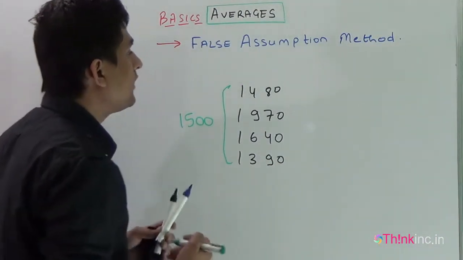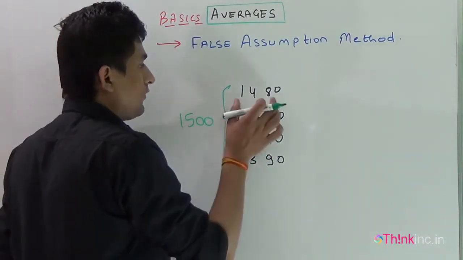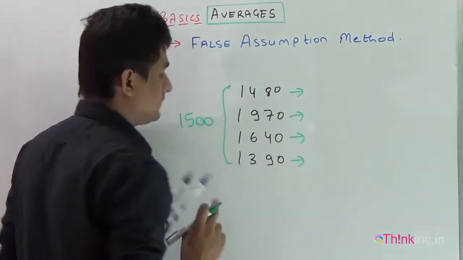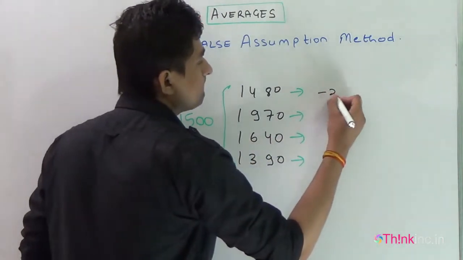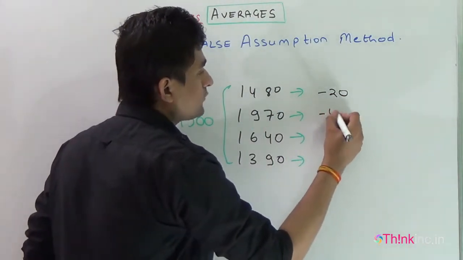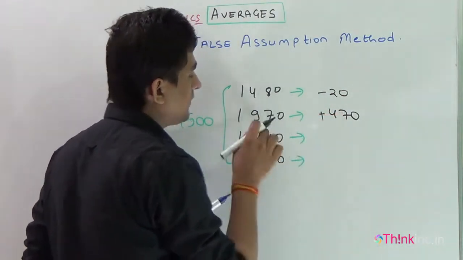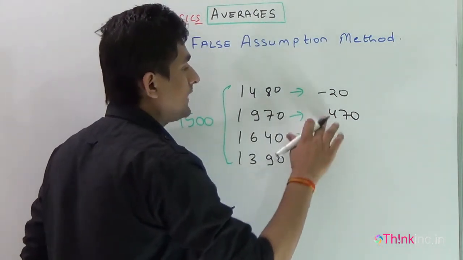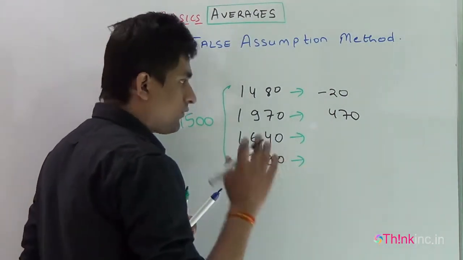And now after assuming, we start solving this question. After assuming, subtract 1500 from all the terms. So I'll subtract 1500 from all the terms. When I subtract 1500 from 1480, I'll get minus 20. When I subtract 1500 from 1970, I'll get plus 470, sorry, this time it will be positive because 1970 minus 1500 will give me a positive sign. In the false assumption method, the sign is very important, so always focus on the sign.